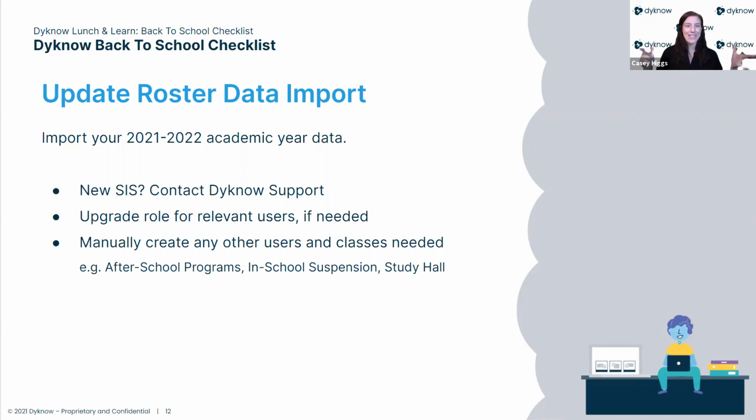And what about user roles? Let's not forget about those. Think about those too. Think about any users who you might need to upgrade, let's say from a teacher to a tech coach role, or maybe from a teacher to the admin role, a tech coach to the admin role, so that they have a little bit more privileges and maybe can help you support your teachers using Dyknow.